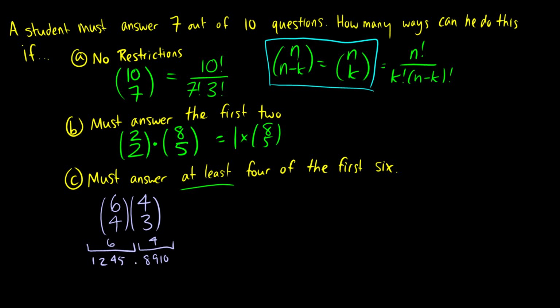So instead of 8, 9, 10, we might have 7, 8, 10. So this is why we multiply. Now the question didn't ask if he only answered 4, they said at least 4. So we also have to add the situation where he answers 5 out of the first 6 questions, which means he only answers 2 out of the remaining 4.